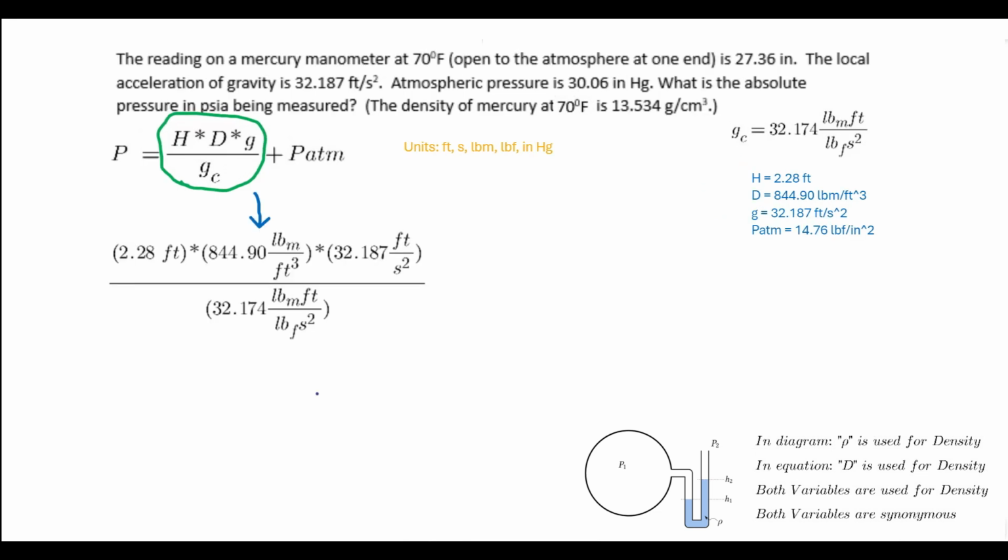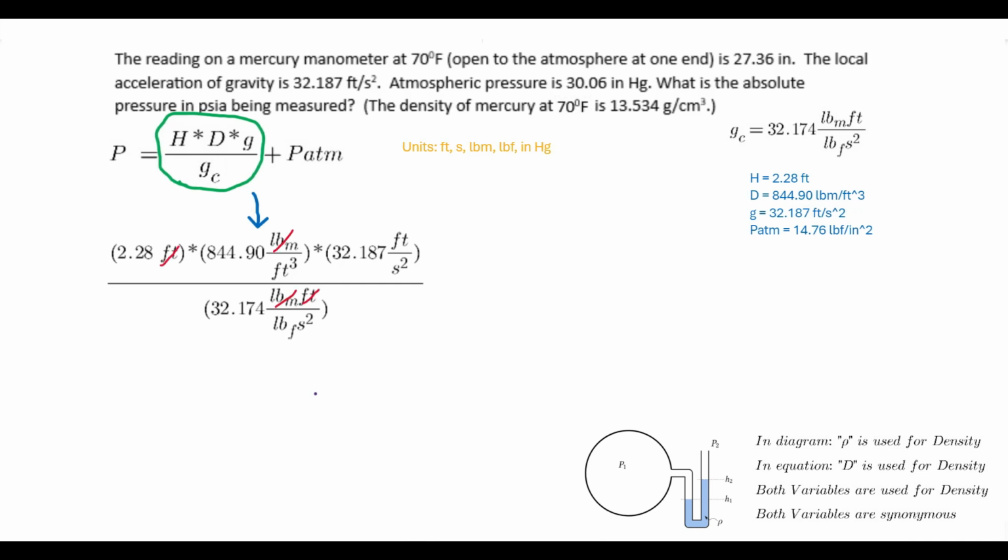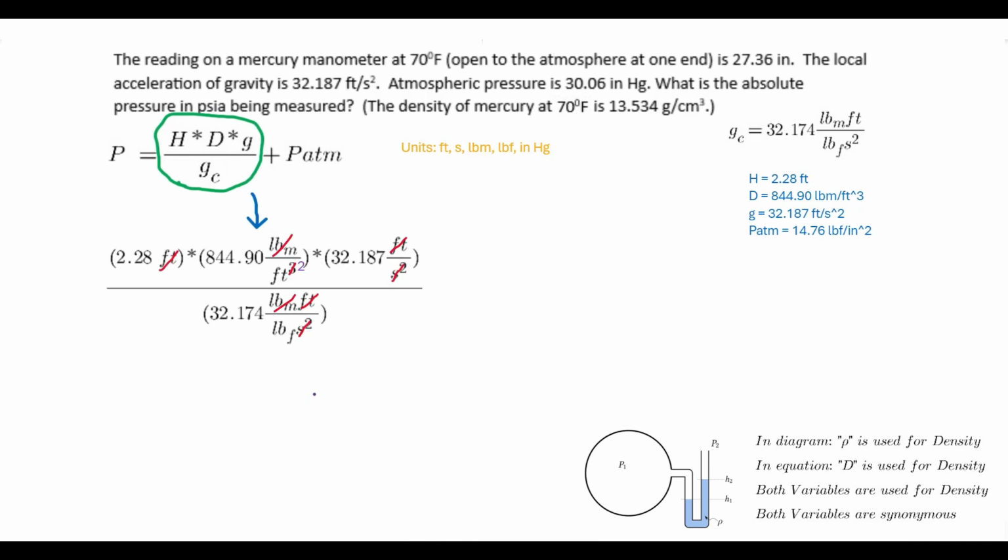The first part of the equation is 2.28 feet times 844.90 pound mass per cubic foot times 32.187 feet per second squared, all divided by 32.174 pound mass feet per pound force seconds squared. Simplify units. Simplifying this expression yields 1927.15 pound force per square foot.